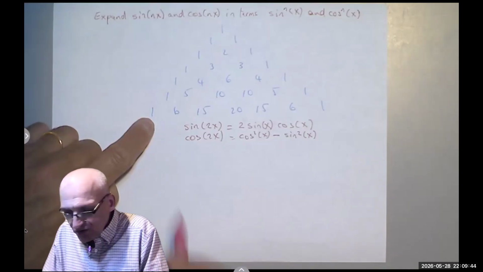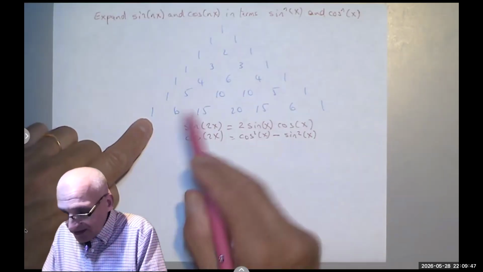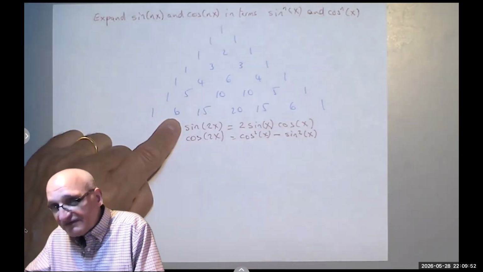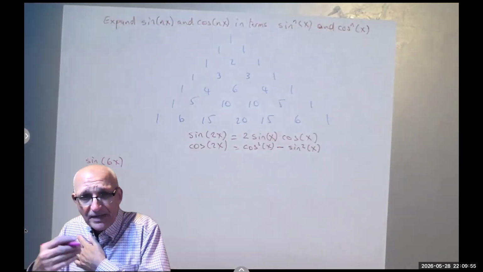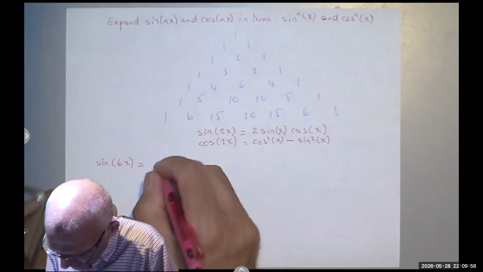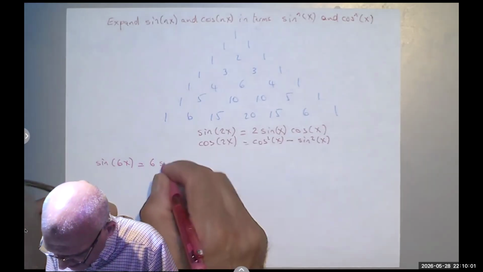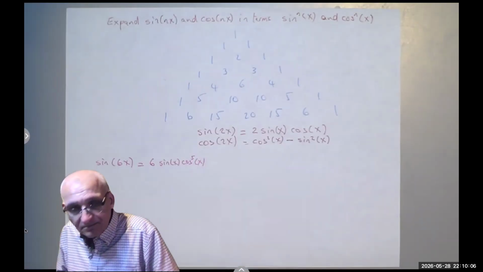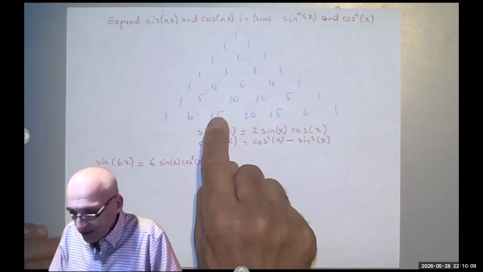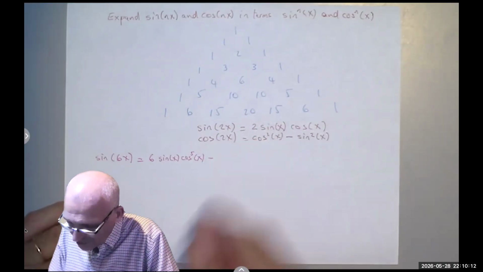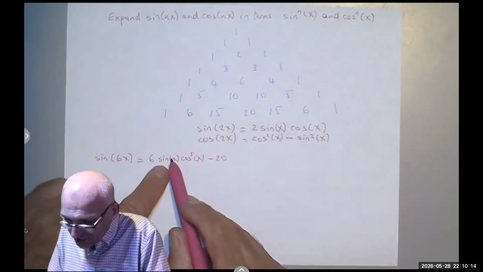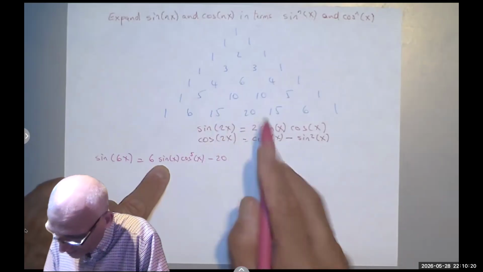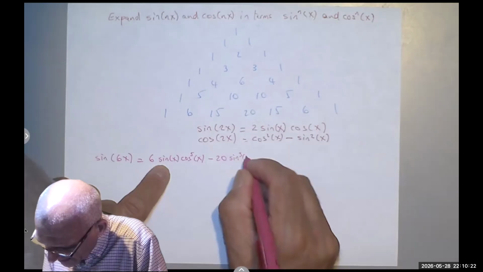Again, this one is cosine to the 6. This one is sine to the first, cosine to the 5th, right? Because the power decreases by 1. So I'm going to write 6 sine x cosine to the 5th x. I'm going to skip this one, go to that one, and write minus 20. Notice the sine increased by 2 because here it was sine, here it became sine square, here it becomes sine cube. So sine cube of x.